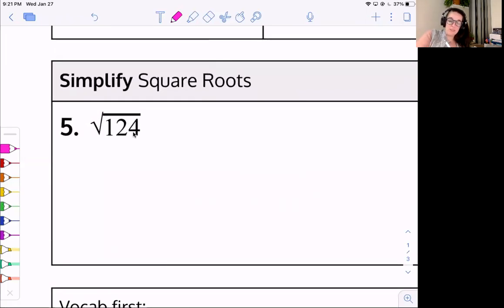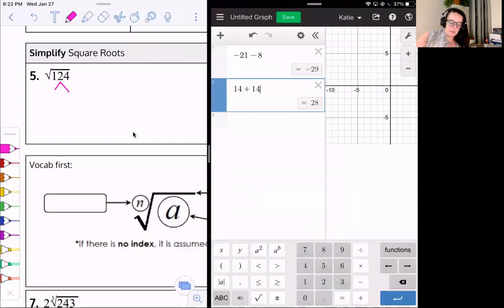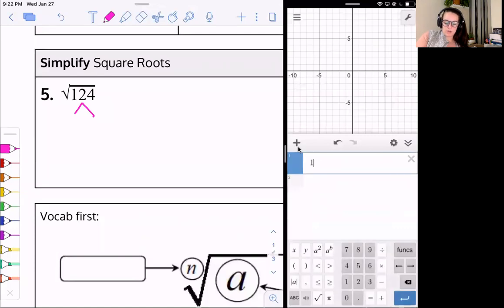So what I'm going to do is use a factor tree. I'm going to go ahead and say, oh, what goes into 124? I'm not sure off the top of my head. You might be, but I'm definitely not. So I'm going to use a calculator. And I know it's an even number, so I will try 124 divided by 2. And I see 2 and 62. It's a whole number, so I'm going to use it.